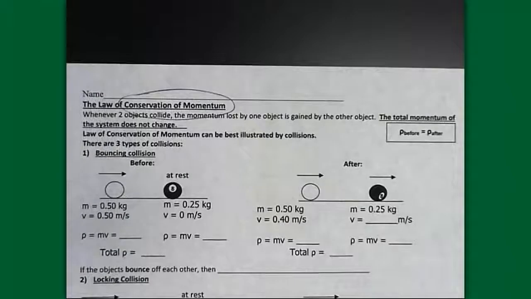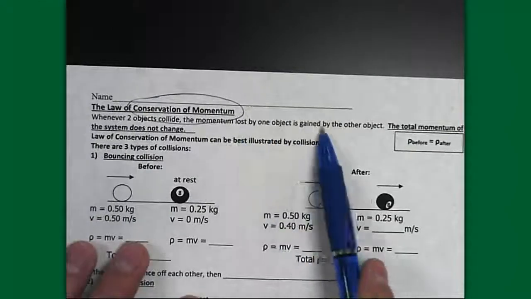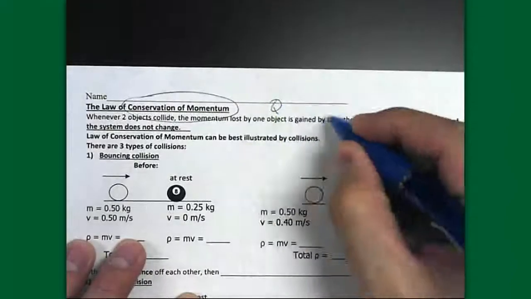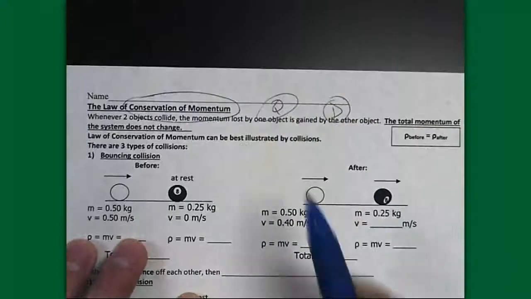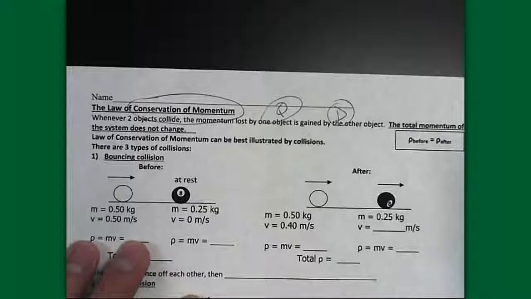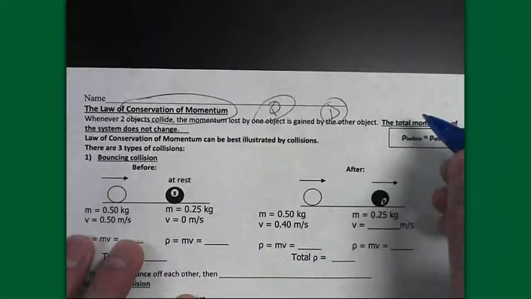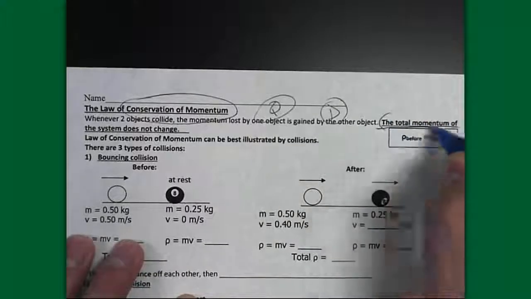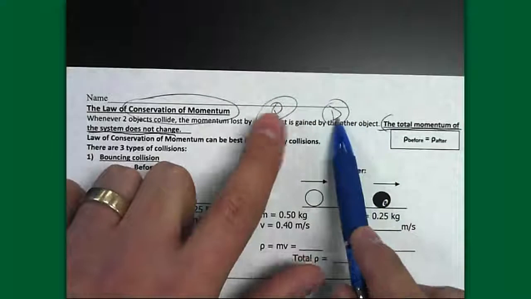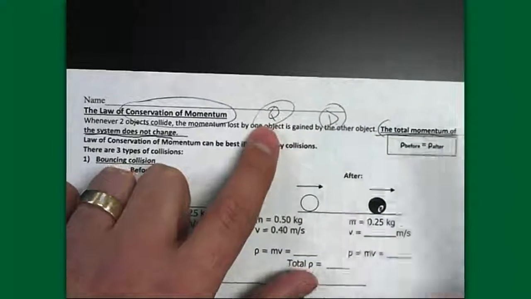Okay, so let's look at the notes now. Whenever two objects collide, the momentum lost by one object is gained by the other object. All right, so that's easy to see in the quarter and the dime. Okay, the momentum lost by the quarter when it hit the ruler and stopped was gained by the dime, and vice versa. But in all situations, all collisions, the law of conservation of momentum says that the total momentum of the system cannot change. Whatever the total momentum of the quarter and the dime was before the collision, it's the same momentum that they had after the collision.